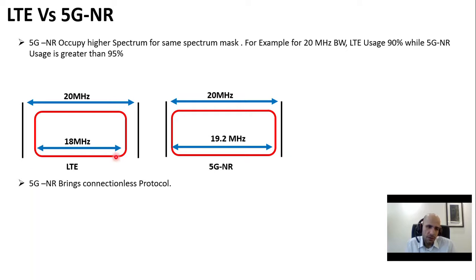Also you can see here with 20 megahertz you will have 100 PRB, but in case of 5G in the same bandwidth you will have 106 PRB.